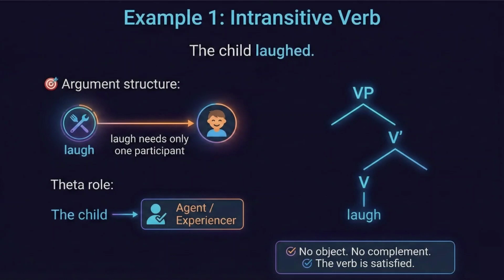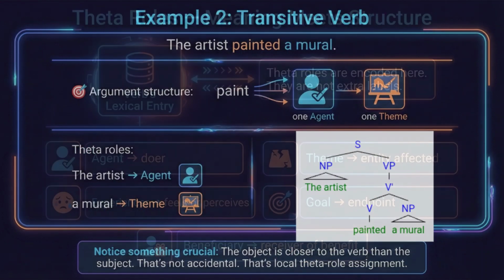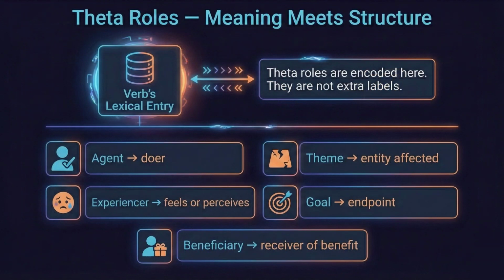The verb is satisfied. Now let's look at the second example of transitive verb. Sentence is, the artist painted a mural. Argument structure is, paint requires one agent, one theme. Theta roles: the artist is agent, a mural is theme. Notice something crucial. The object is closer to the verb than the subject. That's not accidental. That's local theta role assignment. Theta roles: meaning meets structure.